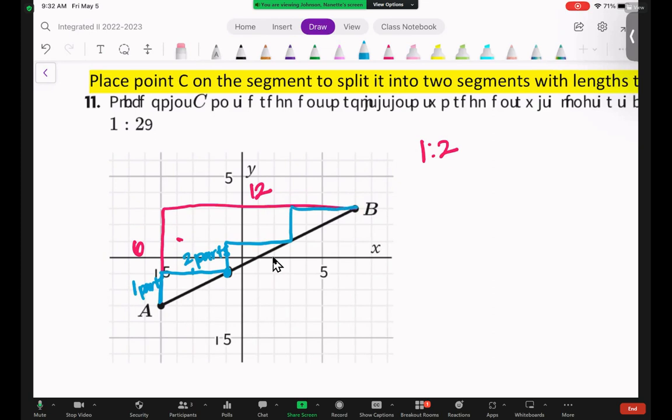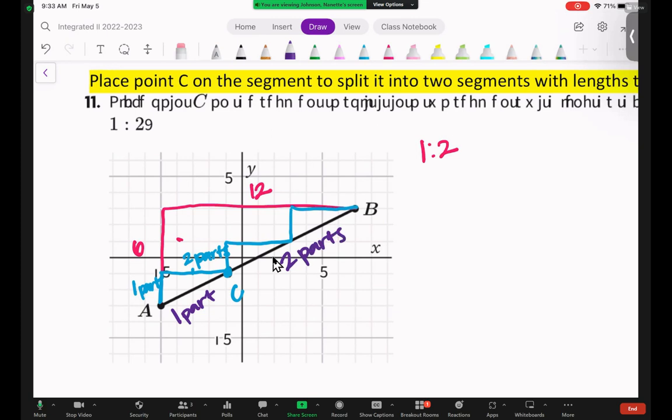And now I've split my line up into like 3 of those little triangles. So that means I can put C here, and this is my 1 part here, 1 part, and then this would be my 2 parts. And you can kind of see my 2 parts there.